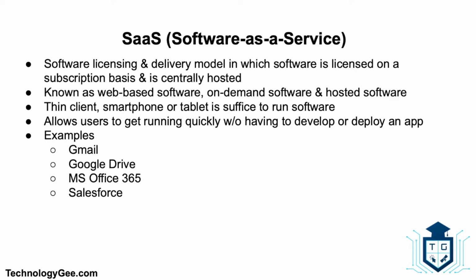Let's talk about software as a service. So software as a service is a software licensing and delivery model in which software is licensed on a subscription basis and is centrally hosted. Software as a service applications are also known as web-based software, on-demand software, and hosted software. Because software as a service processing is performed at the server, a thin client, smartphone, or tablet is sufficient to run the software. A browser-based service that does not require a user to download application code to use the service is an example of software as a service, and it allows organizations to get quickly up and running without having to develop or deploy an application.